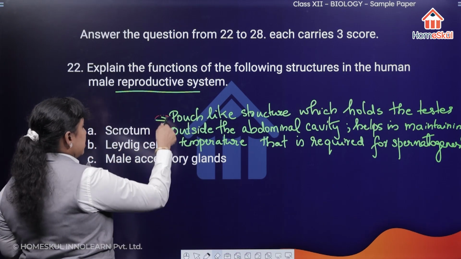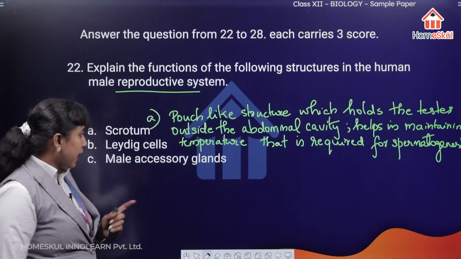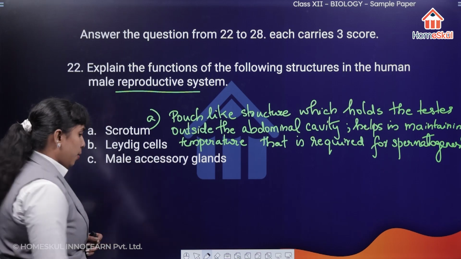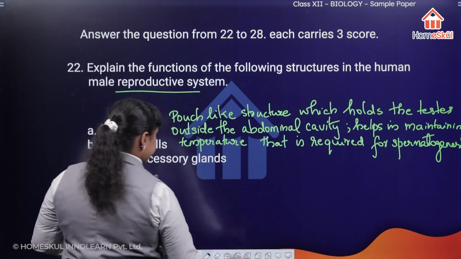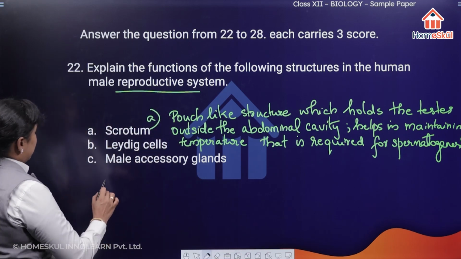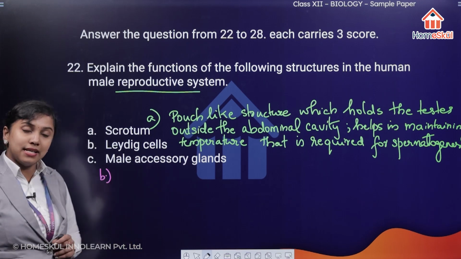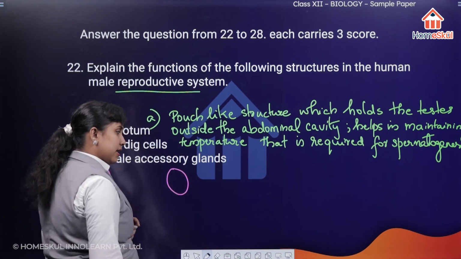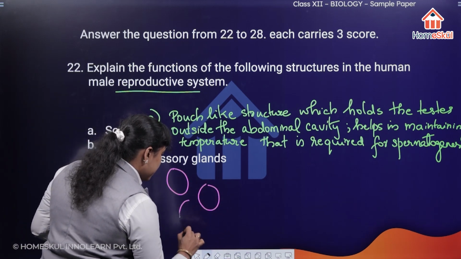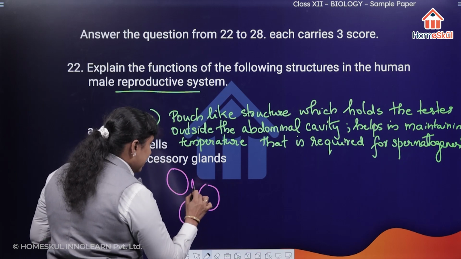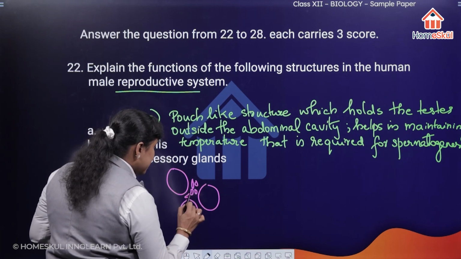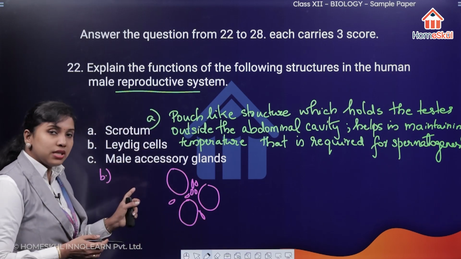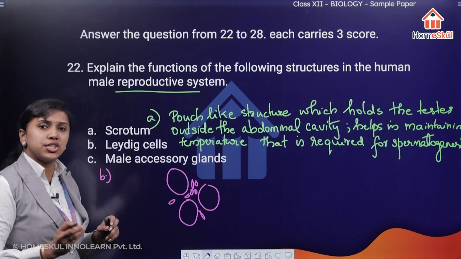So, this was the answer of question A. Then, what is B? Leydig cells. What is the function of Leydig cells? Where can we see these Leydig cells? Leydig cells are seen in between the seminiferous tubules. If this is a seminiferous tubule inside the testis and this is the second one, and this is the third one, you can see the Leydig cells in between, a cluster of cells in the interstitial space inside the testis. These Leydig cells are otherwise known as interstitial cells.